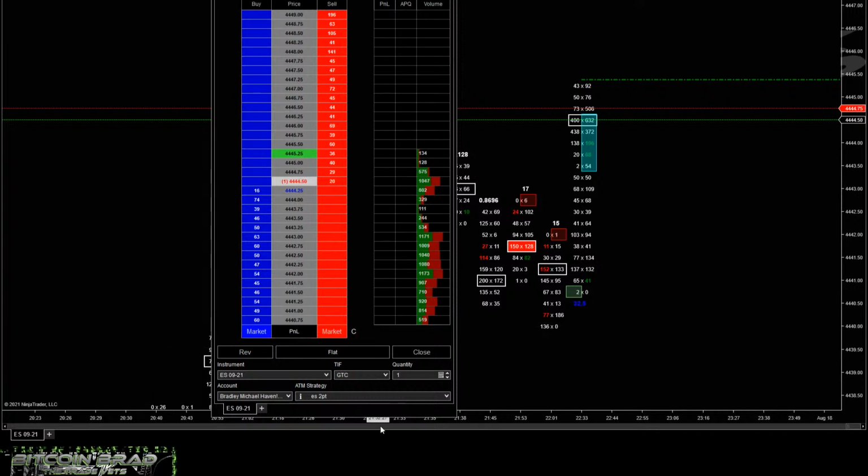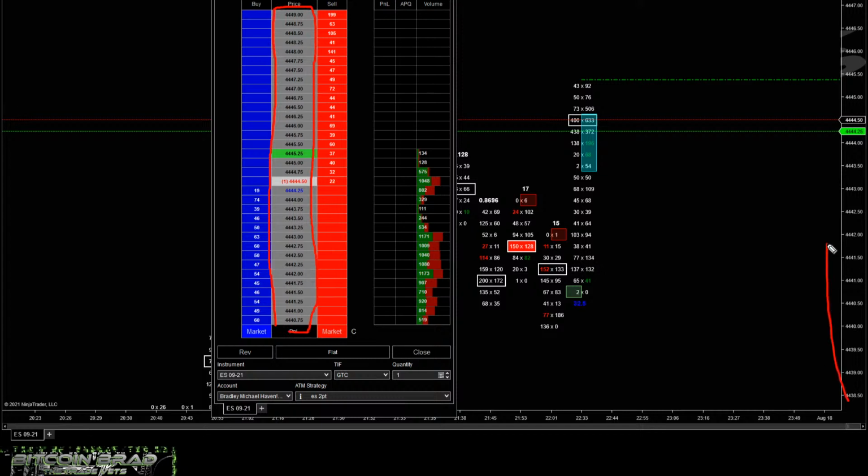So let's dissect our DOM a little bit, which stands for depth of market. NinjaTrader just calls it a Super DOM. There's nothing special about it. It's actually kind of bad, but they call it a Super DOM. Here's the current price all the way up, by each tick, and these correlate with all of these prices over here, right?